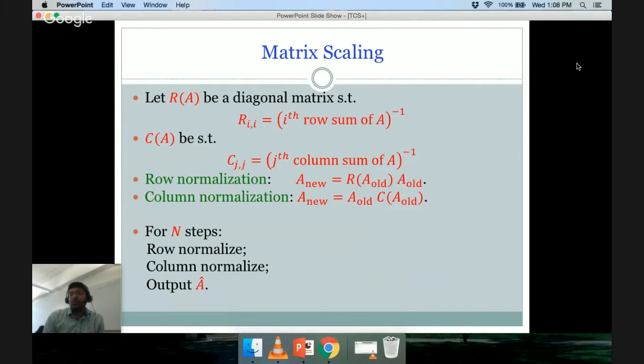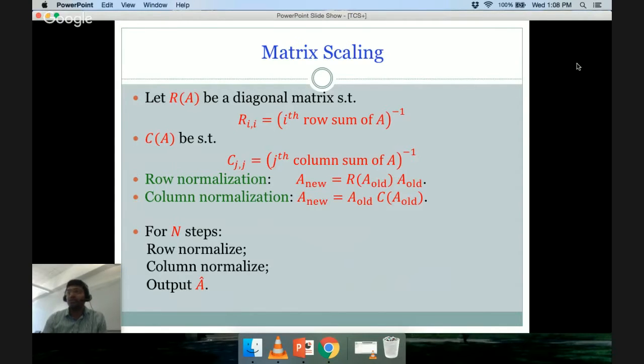This way you may unnormalize the columns, so you normalize the columns again. You might destroy the rows, but you do this again. You keep doing this for n steps: you row normalize, then column normalize, and repeat. At the end you get some matrix. Let's denote it by A hat and just output A hat.